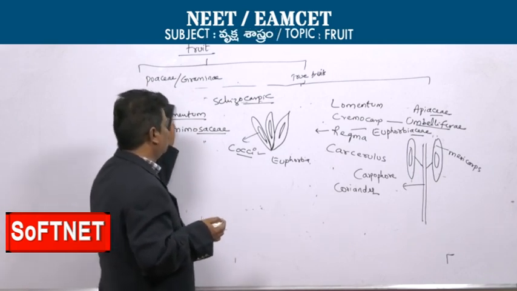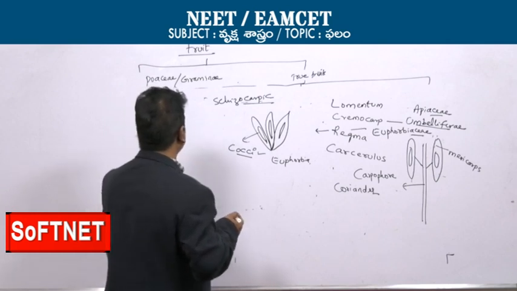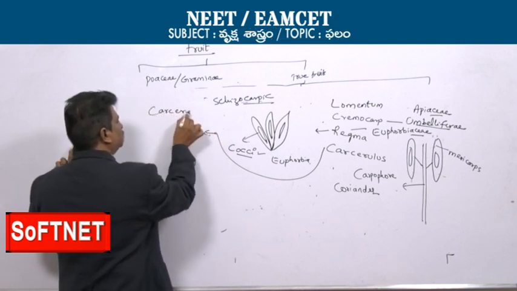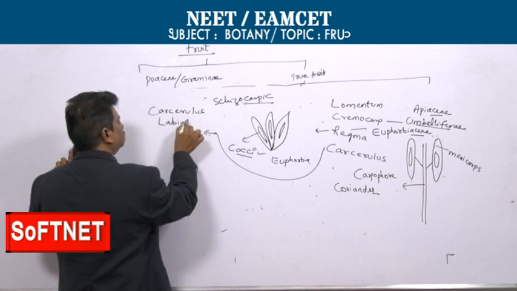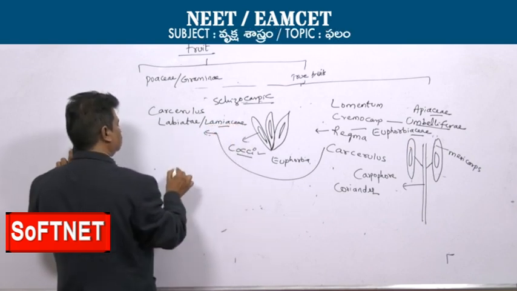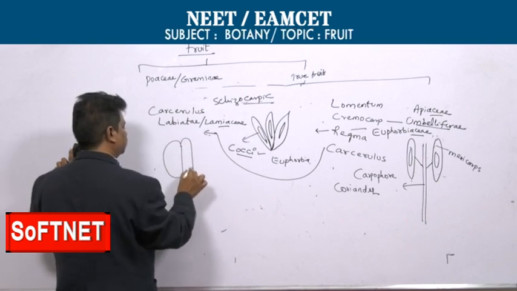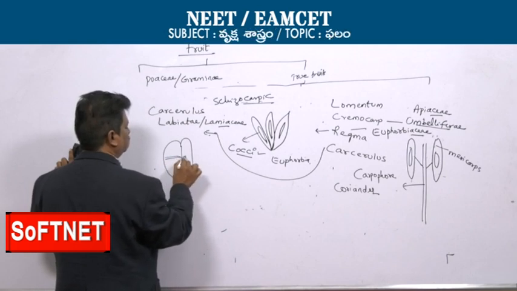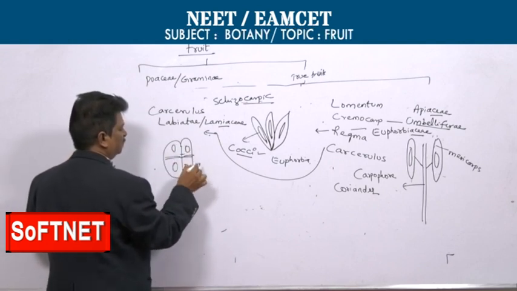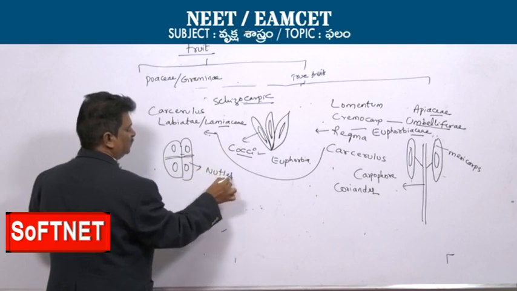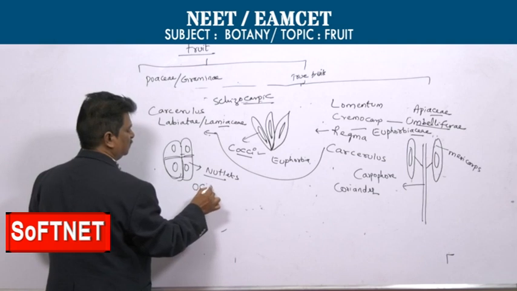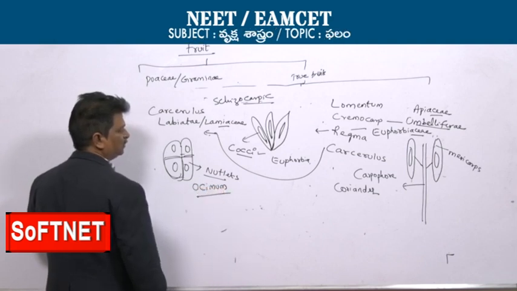Next one, carcerulus. Carcerulus is a characteristic fruit of Labiatae, the old name, and the new name is Lamiaceae. This fruit is actually bicarpellary, bilocular, but due to a false septum, it is tetralocular. Then the fruit breaks into four single-seeded bits, but each bit contains a hard pericarp, hence it is called a nutlet. Example is Ocimum.